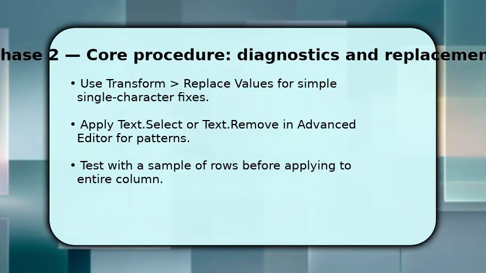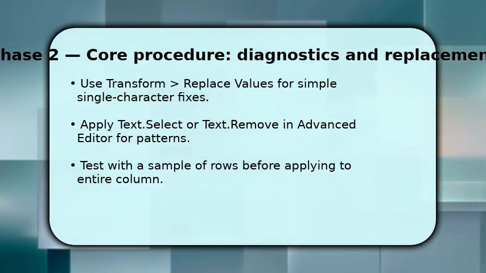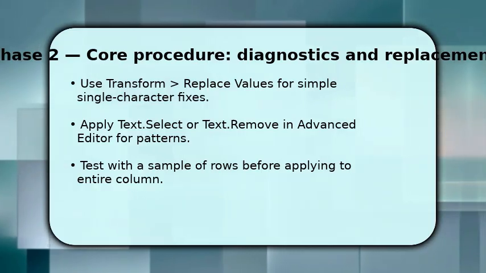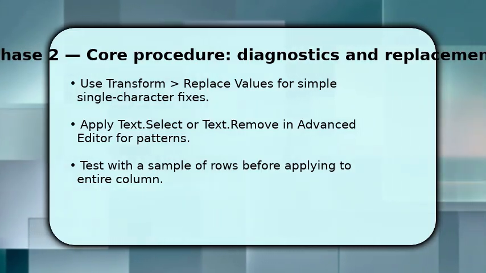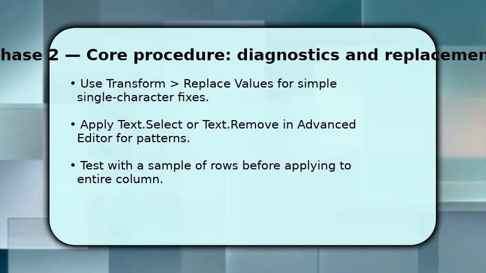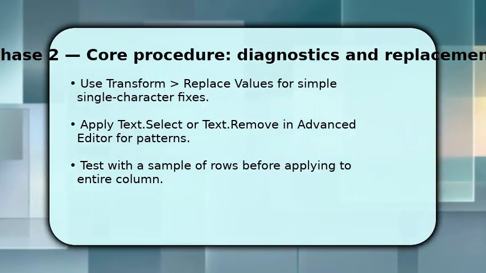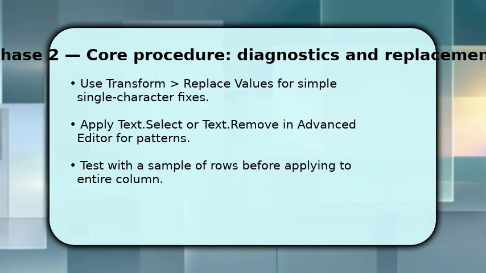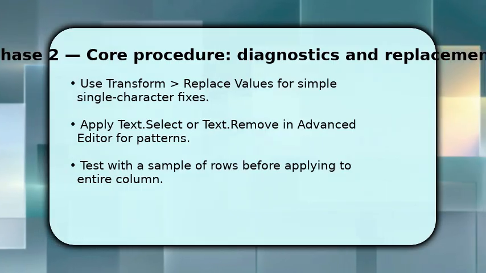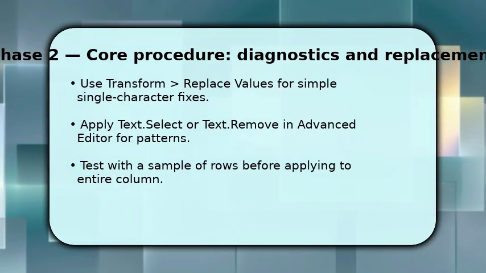For isolated characters, use transform replace values, quick and visual. For broader removal, open Advanced Editor and use M functions like Text.Remove, with the column and @$% or text. Select column list of allowed chars. Use regular expressions via Text.Replace if you need patterns.